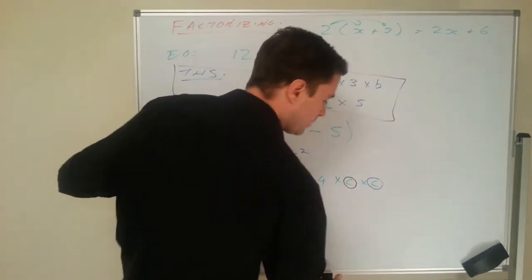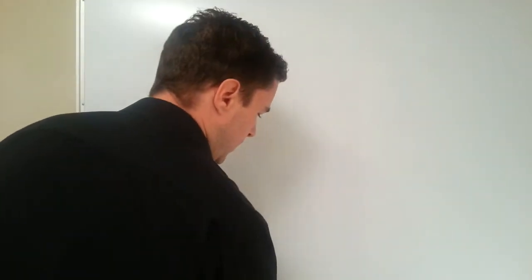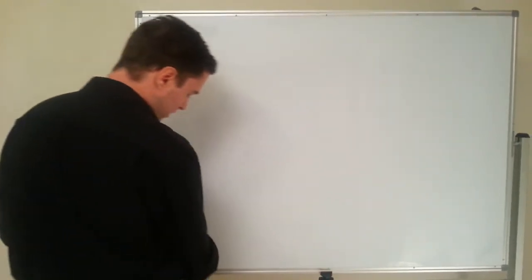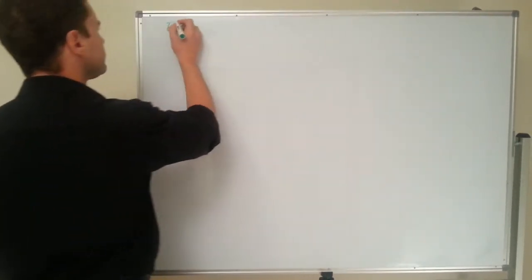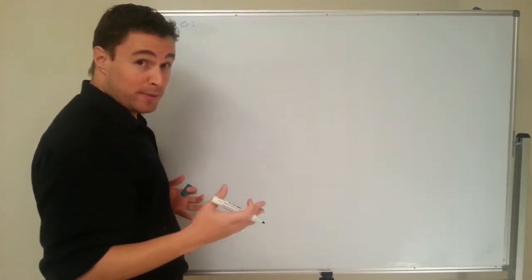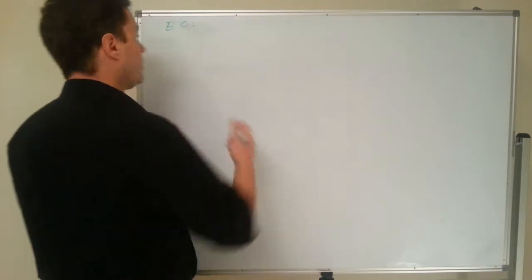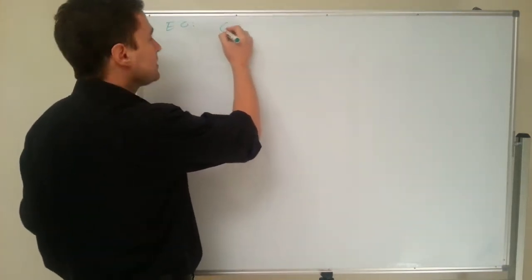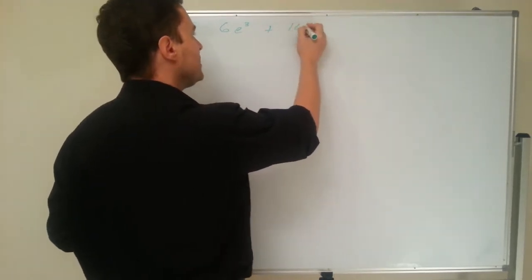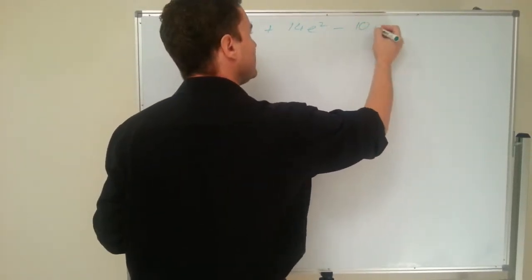Okay, let's take a look at one last example. Then you can go and practice all of these by yourself. So one last example. With this one I'm going to be taking out a numeric and an algebraic common factor. So I'm going to factorize 6e cubed plus 14e squared minus 10e.